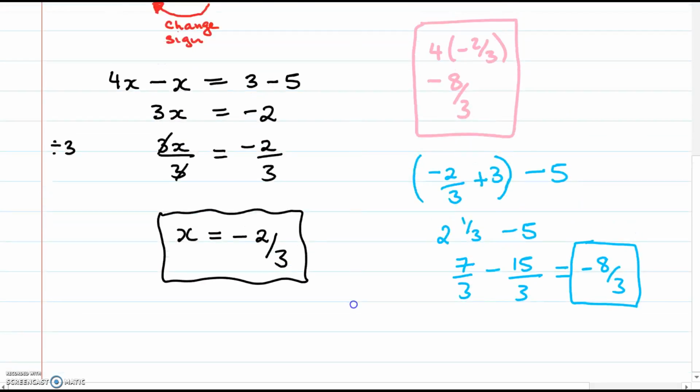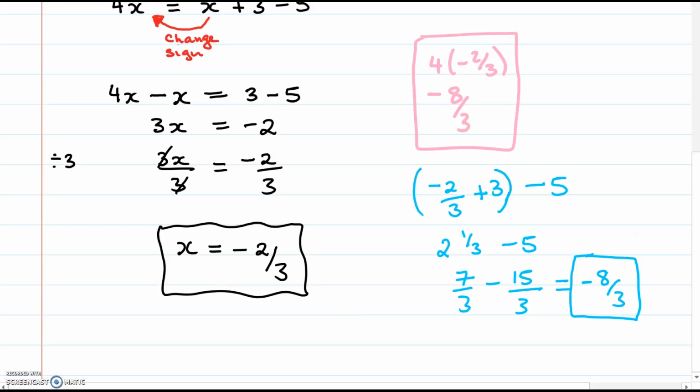And we find out that 4 times the number is negative 8 over 3, and 5 less than the sum of 3 and the number is also negative 8 over 3. They're the same, so x equals negative 2/3 is the right answer. Okay, the checking adds a couple of minutes to it, but it's worthwhile to show you that our work is right. I know this is long. Just keep playing pieces at a time.